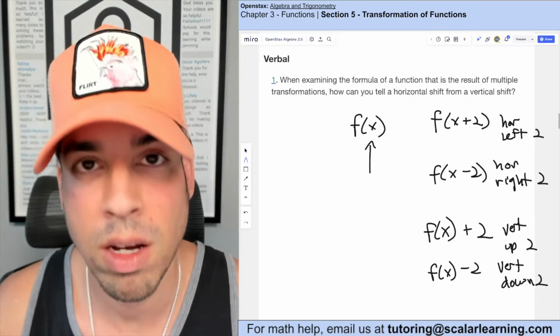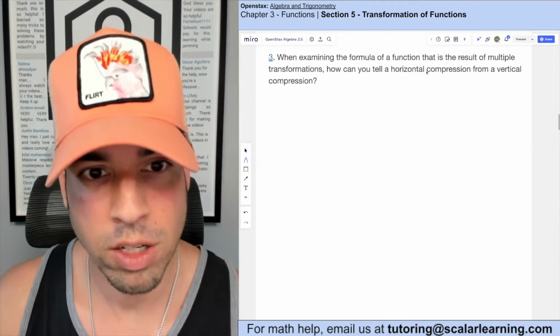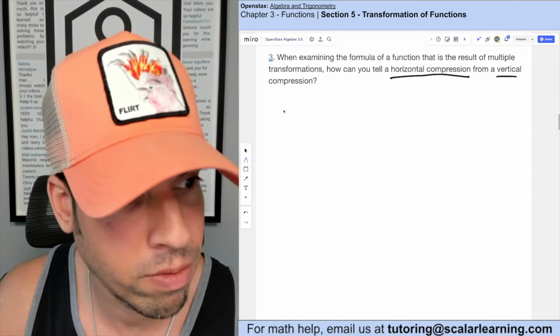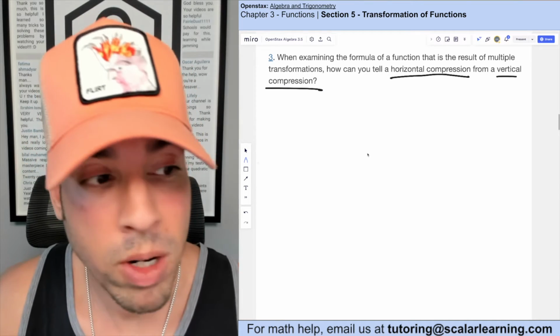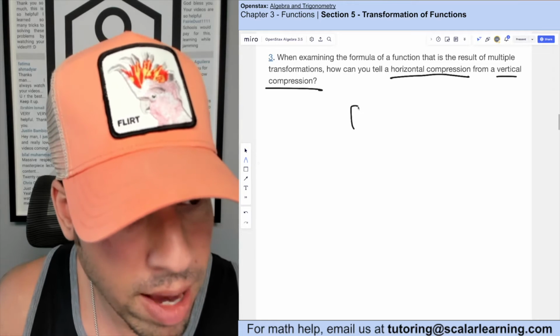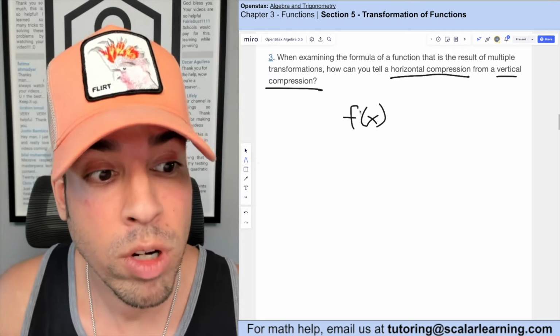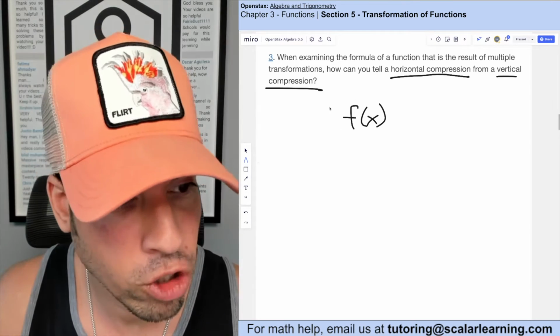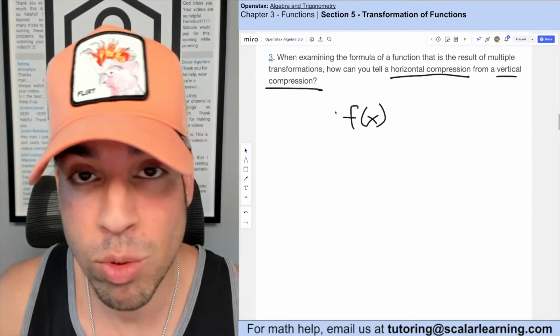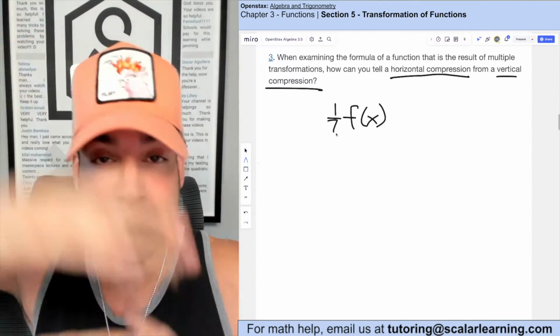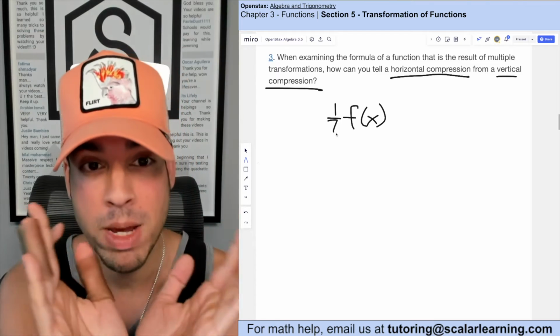When examining the formula of a function that is the result of multiple transformations, how can you tell a horizontal compression from a vertical compression? So let's first talk about a vertical compression. Let's say we have f of x being our function. If we're talking about a vertical compression, we're going to be multiplying this entire function by a value between 0 and 1. So for example, like 1/7. This would be a vertical compression, kind of smushing it down, making it look wider.